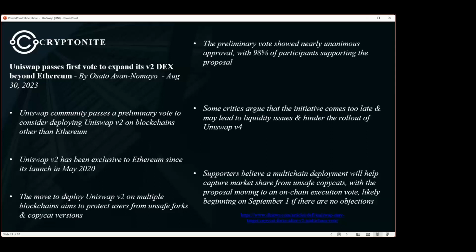And if Uniswap wants to grow, obviously it will be good for them to do more than just a little bit, like PancakeSwap, which has been going to more and more different blockchains. That's what the community at Uniswap wants to do. Now, some critics argue that the initiative is a little late, and it might lead to some liquidity issues, especially with the rollout of Uniswap v4.